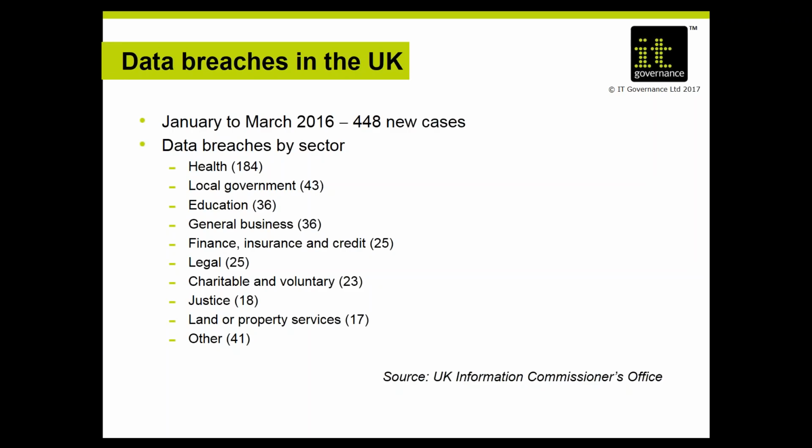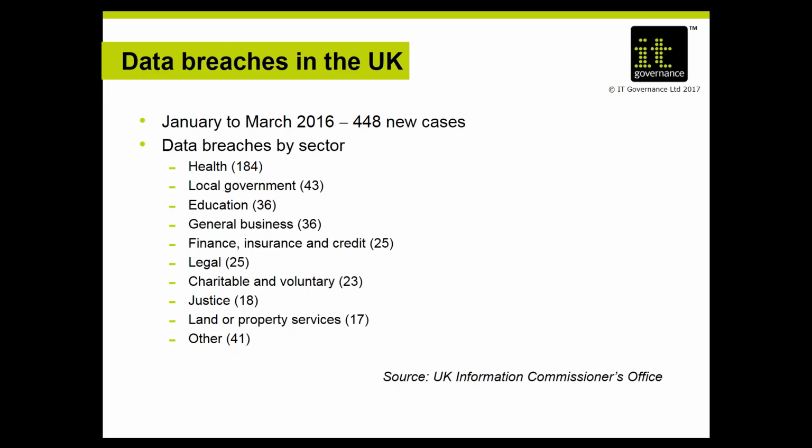Okay, so let's look at some of the data breaches in the United Kingdom. As you can see, this is 2016 data, but I think what's quite relevant is the data breaches by sector. This information has come from the Information Commissioner's Office, and you can see there's quite a high level of breaches in the health sector. One of the reasons is that we already have mandatory breach notification in that area. So every time there's a breach in the health sector, they have to notify the UK Commissioner's Office, and that's why the figures are so high there.